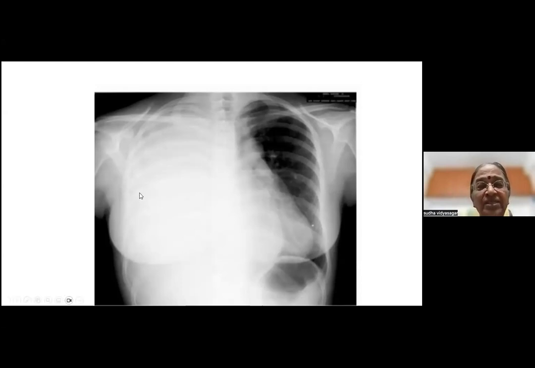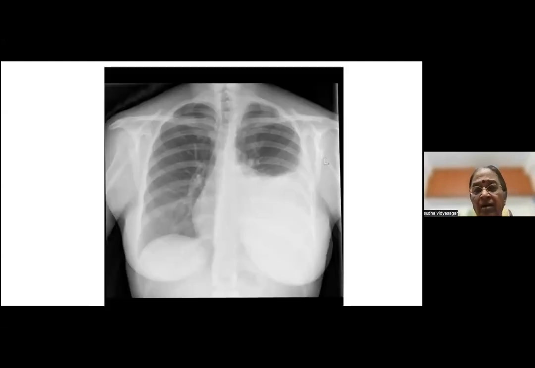Okay, fine. So there's a homogeneous opacity on the right side involving the upper, middle, and lower zones with the tracheal shift to the opposite side. The heart also is shifted to the opposite side. So that's why we are thinking that this is a pleural effusion. So all three densities I showed you, you differentiate by the position of the mediastinum, whether it's an effusion, consolidation, or a collapse. Okay, fine.